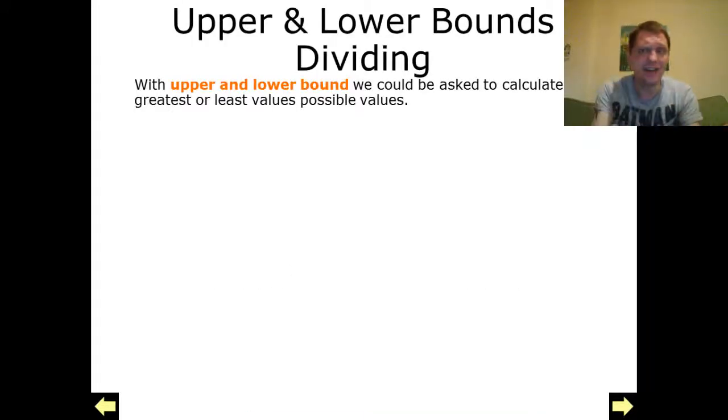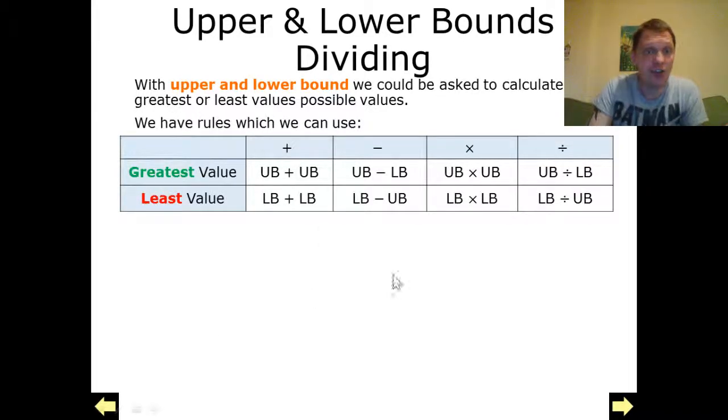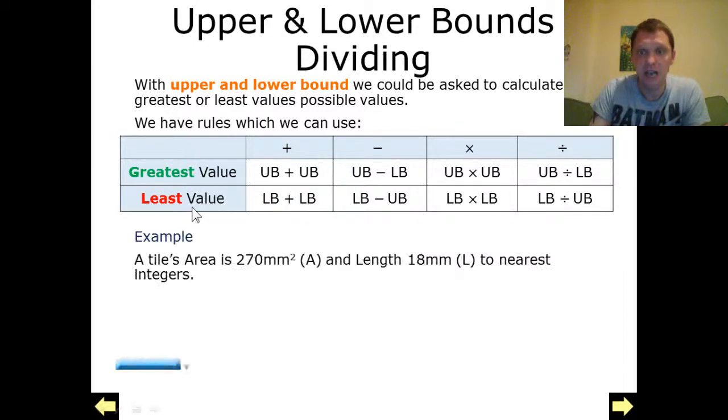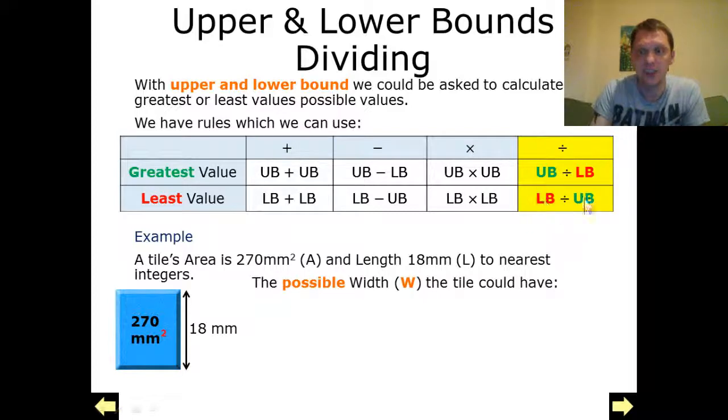So I'm going to be taking our knowledge of upper and lower bounds and we're going to be calculating the greatest or the least values, or maybe the possible range of values in a division type of question. So these are our basic rules that we use for finding the greatest or the least values, and we're going to be concentrating on this block just here.